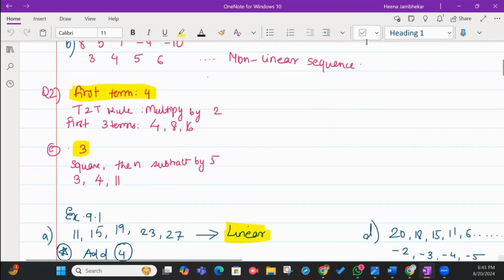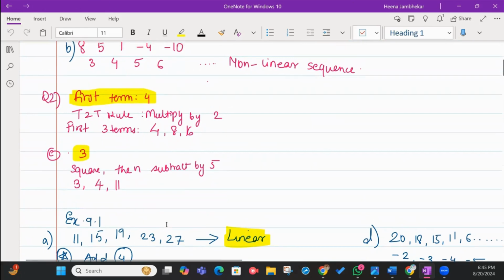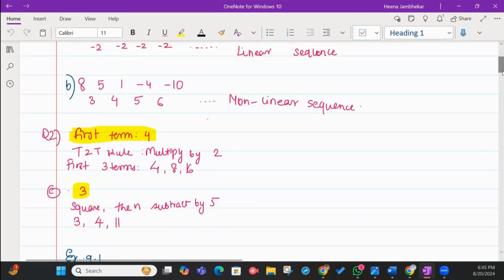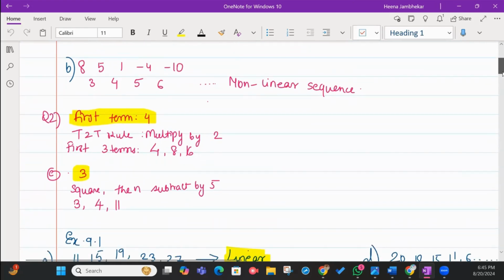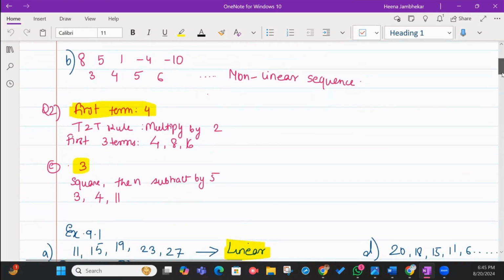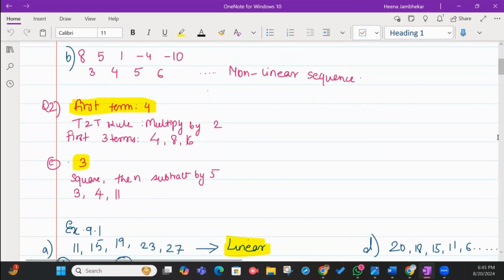We have to tell whether these sequences are linear or not linear. Look at this one. It is 11, 15, 19, 23, and 27. Plus 4. Everywhere what are you doing? You are adding 4. So that is why it is going to be linear. Look at the D1, everyone. Tell me, Zoe, linear or non-linear?